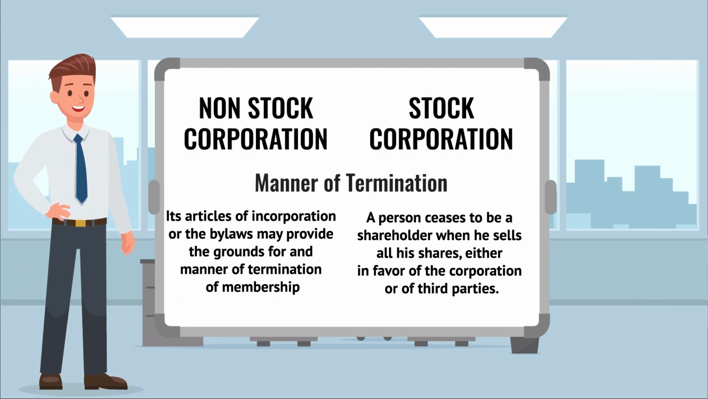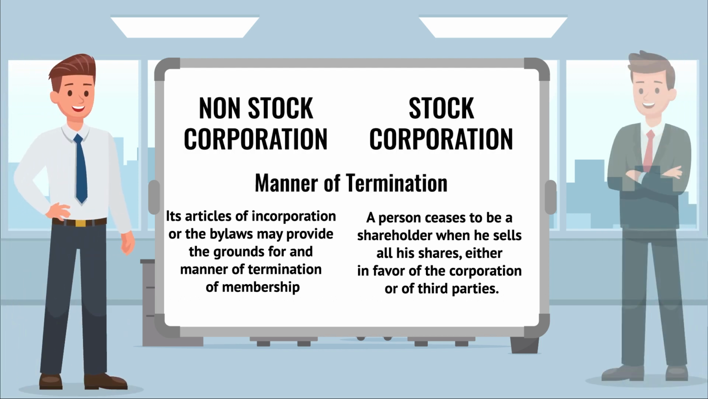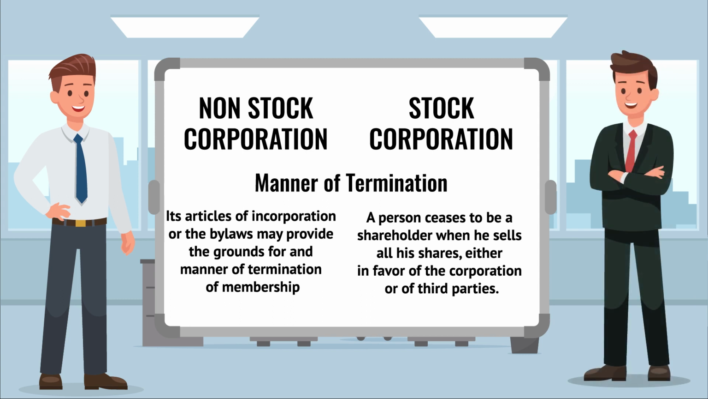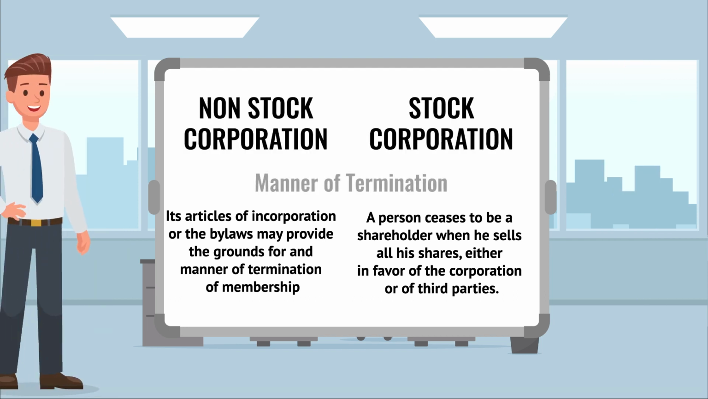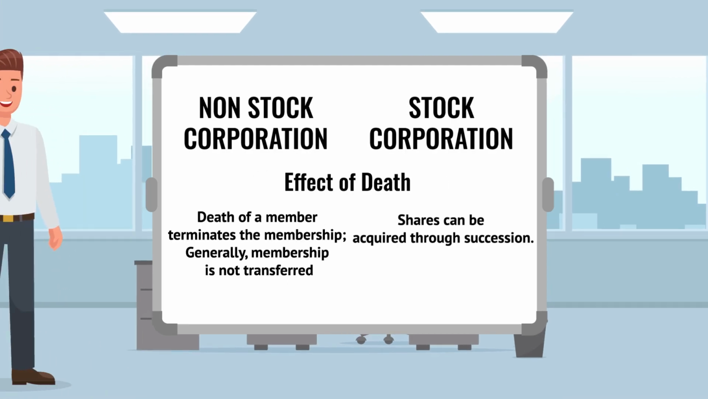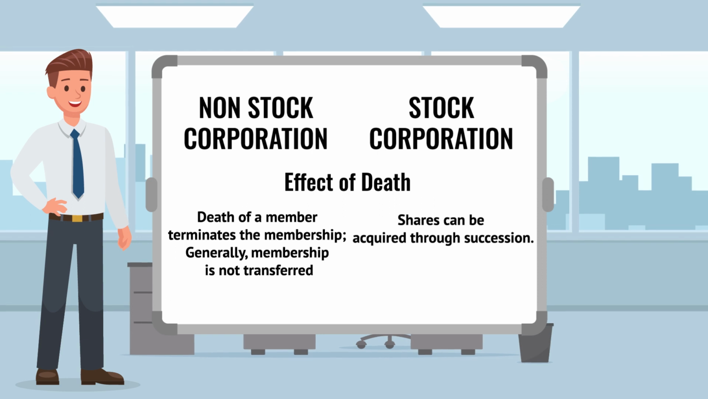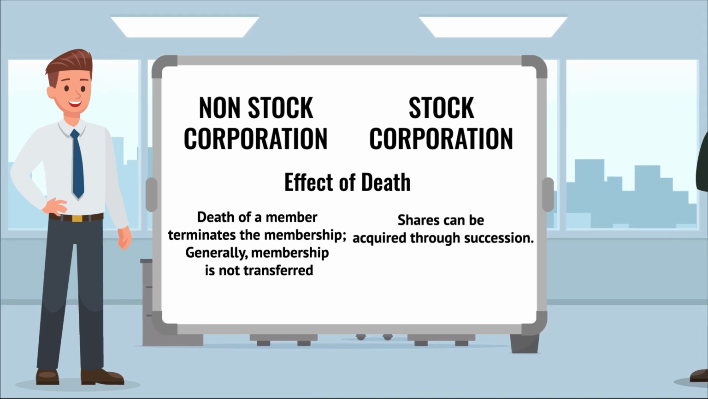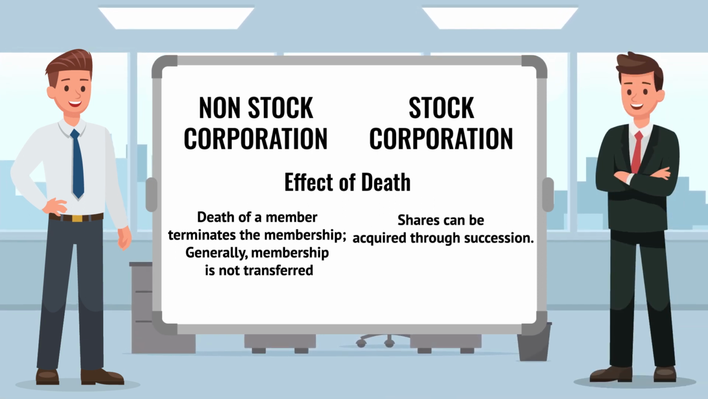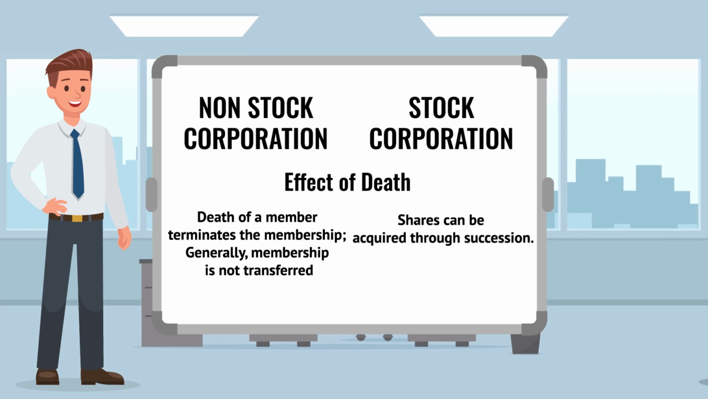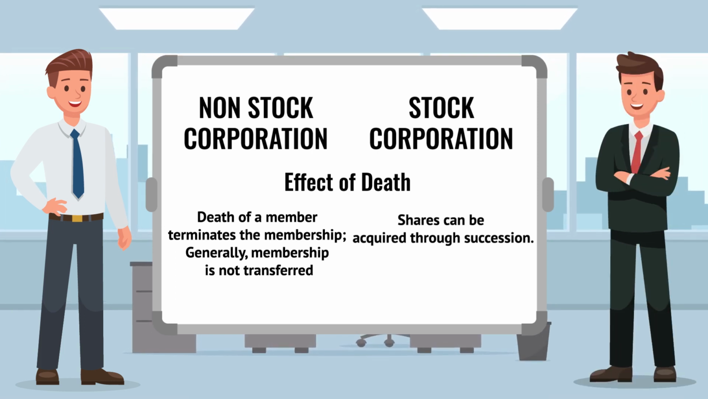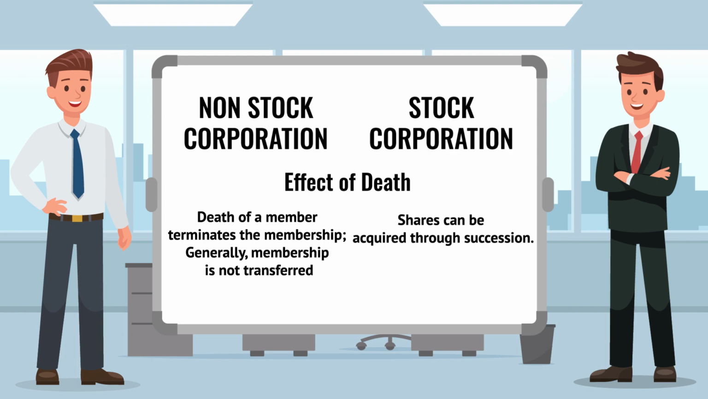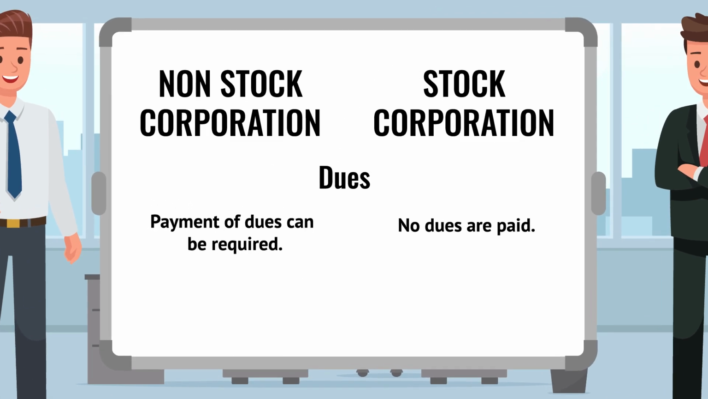While in a stock corporation, the manner of termination: a person ceases to be a shareholder when he sells all his shares, either in favor of the corporation or of third parties. Effect of death: in a non-stock corporation, death of a member terminates the membership. Generally, membership is not transferred. While in a stock corporation, shares can be acquired through succession. Dues: in a non-stock corporation, payment of dues can be required, while in stock, no dues are paid.